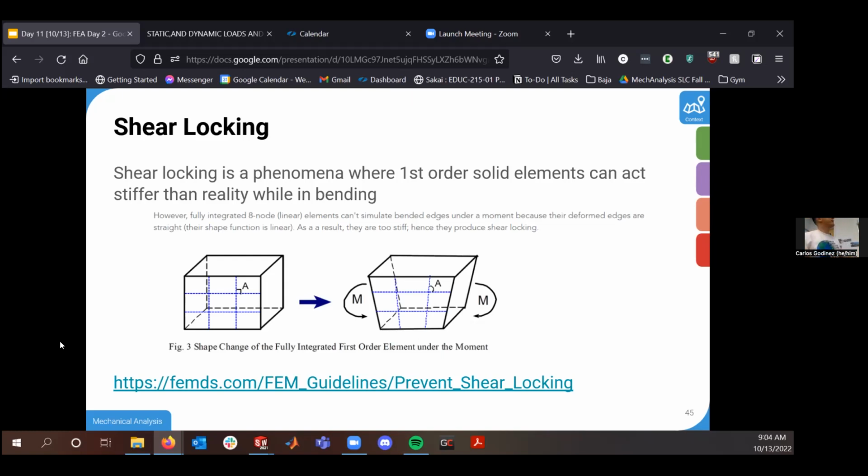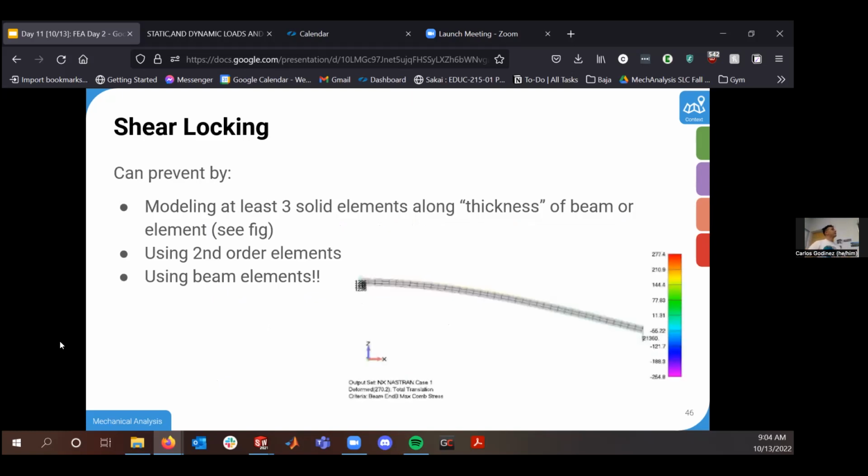What are a few ways to get around this? This can be prevented by, and this is a general good rule of thumb if you're using solid elements, having at least 3 elements along the thickness of your beam or whatever you're modeling. That's a general rule of thumb you want to attend to at all times. You never want just 1 or 2 elements modeling the thickness of a piece. No one element thick.